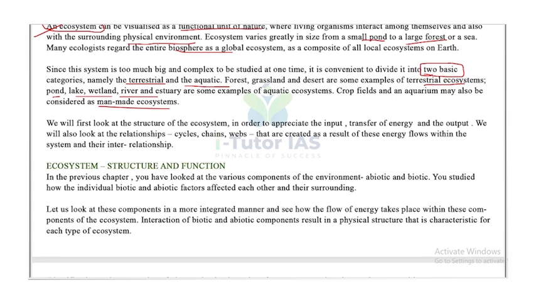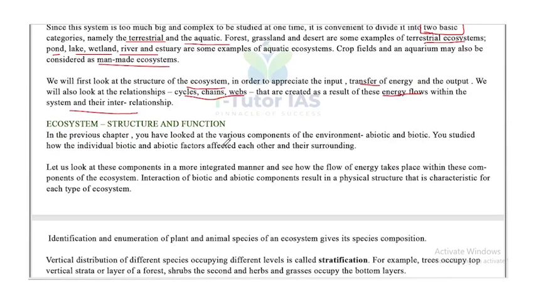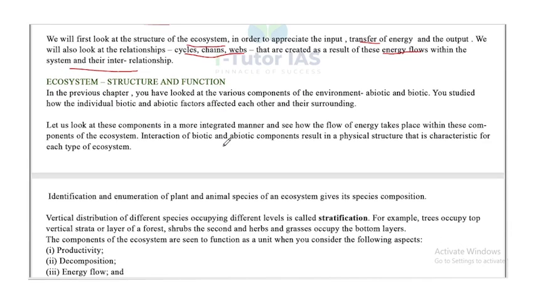In this chapter, we will first look at the structure of the ecosystem in order to appreciate the input, transfer of energy and then output. We will also look at the relationships like cycles, chains and webs that are created as a result of the energy flow within the system and their interrelationship. Moving on, ecosystem: the structure and function.